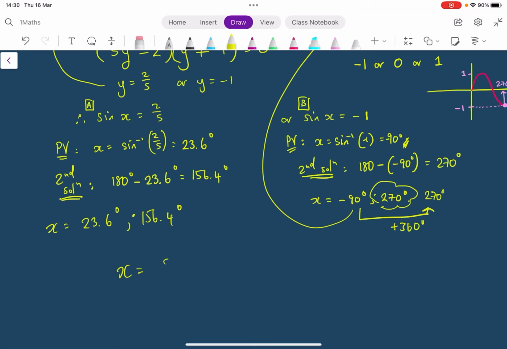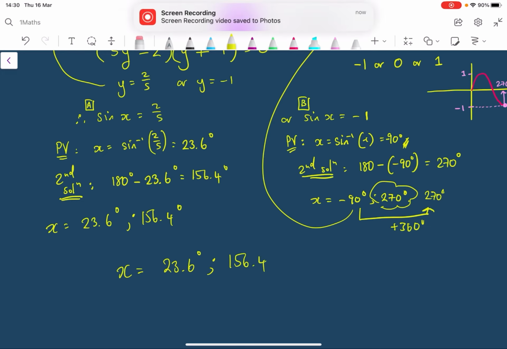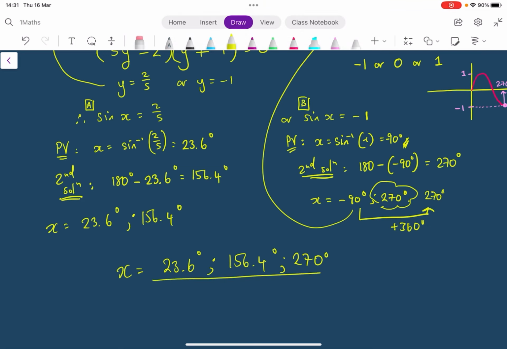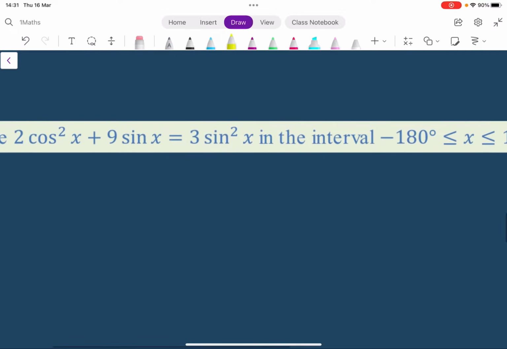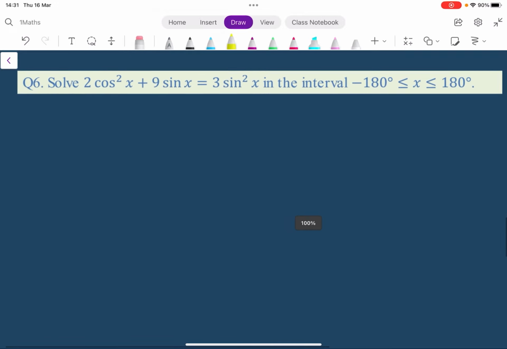So my three solutions are 23.6, 156.4, and 270. Those are my solutions there. Okay, on to the last example.